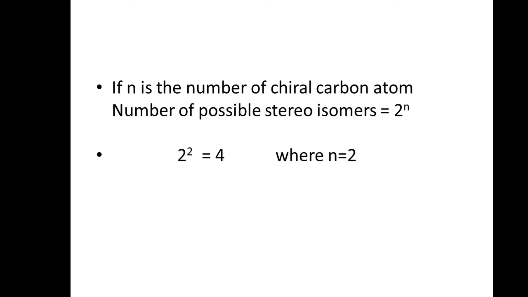In a molecule, if a molecule possesses n number of chiral carbons or asymmetric carbons, then that molecule shows 2 raised to n stereoisomers. If n is equal to 1, 2 raised to 1 is equal to 2 stereoisomers. If n is equal to 2, 2 raised to 2 is equal to 4 stereoisomers.